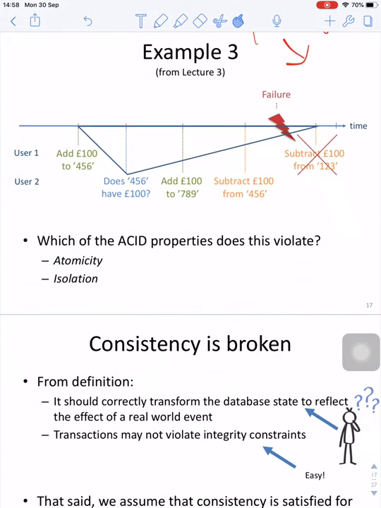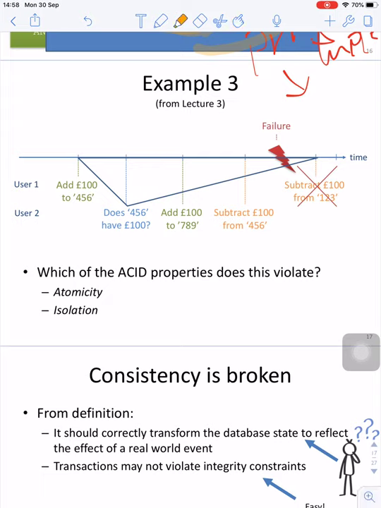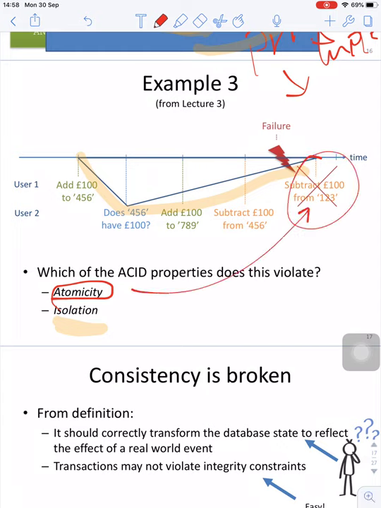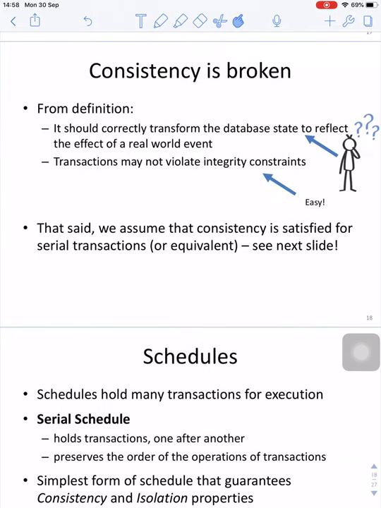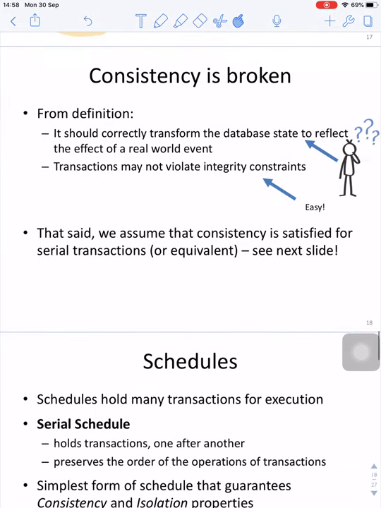And as long as you see the triangle, you can see the isolation violation, right? And as long as we see this big cross, you can see the atomicity violation because it partially happened but partially did not. And then we come to consistency being broken. A transaction should correctly transform the database to a state that reflects it, and may not violate integrity. Yes, this is what I said: the integrity constraint, just like one primary key to one tuple.